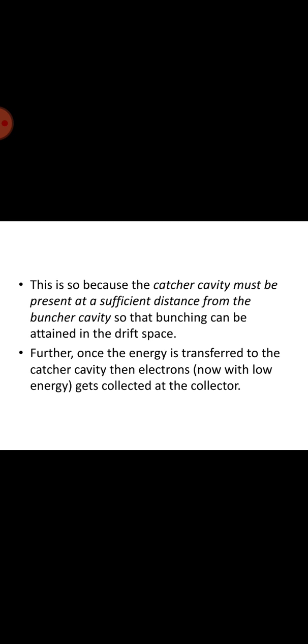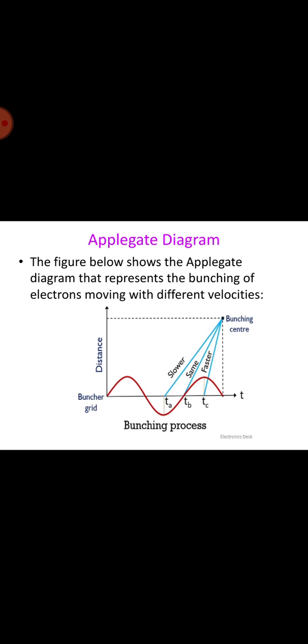Further, once the energy is transferred to the catcher cavity, then electrons get collected at the collector. So this is the applied diagram of the reflex klystron amplifier. Suppose, for example, when an input is applied to the buncher cavity, an electron Y will pass the gap A at the time when the voltage across this gap is 0 and going positive.